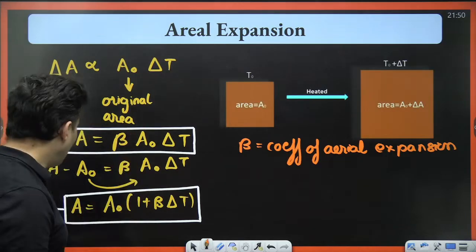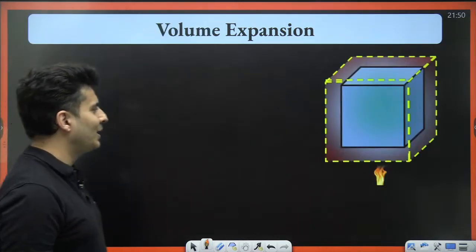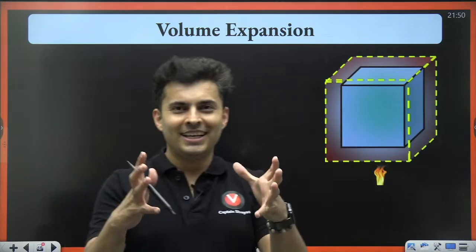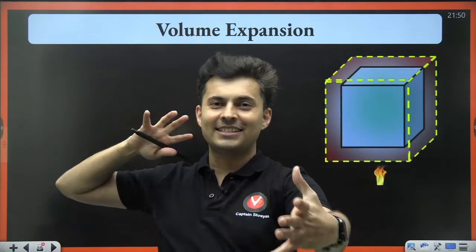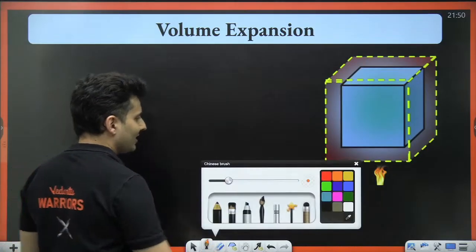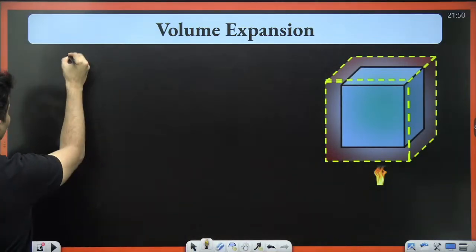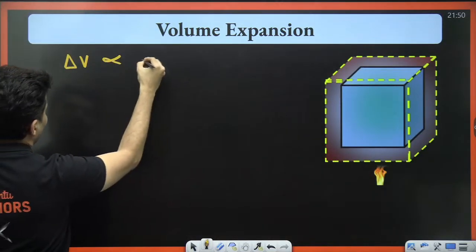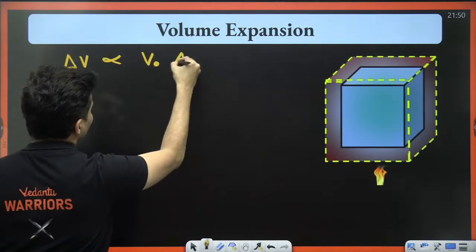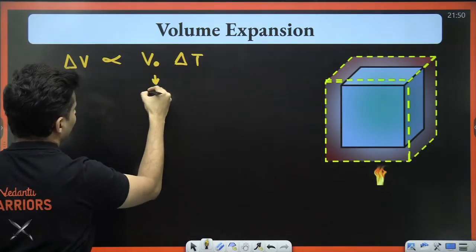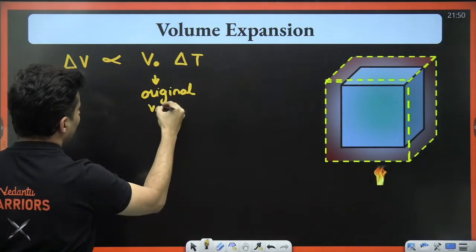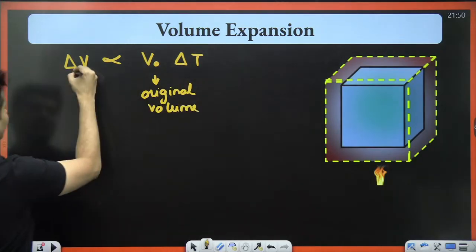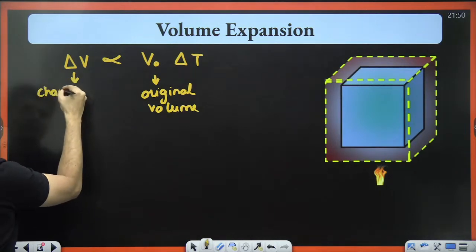Now, the last one is volume expansion. You can see this body, you heat it, it is expanding. All three dimensions are increasing. So same way as before, I can say the change in volume is directly proportional to the original volume and the change in temperature. This is your original volume. This one is your change in the volume.